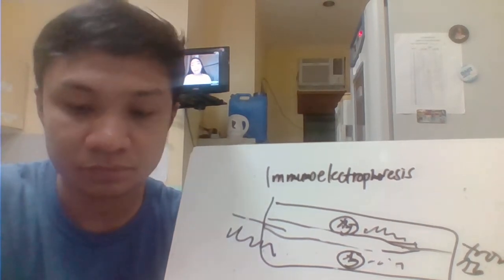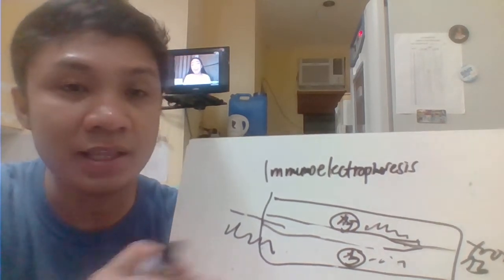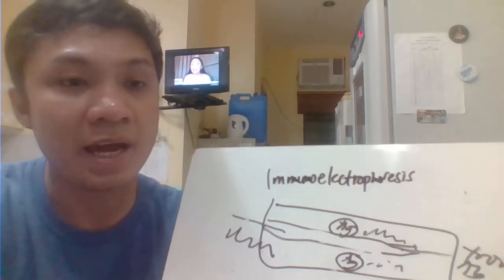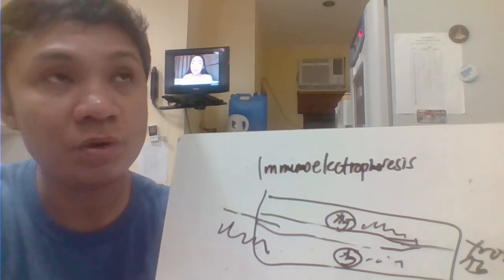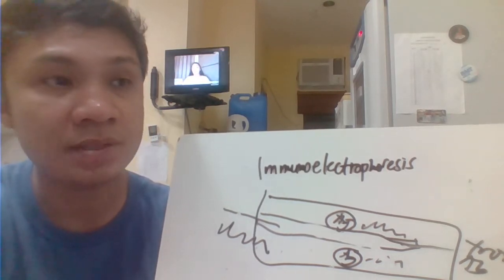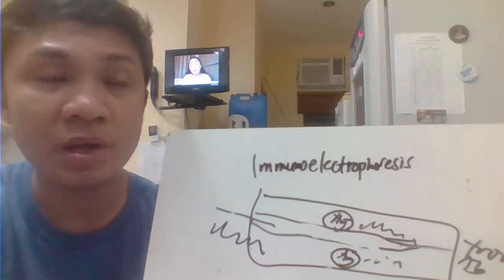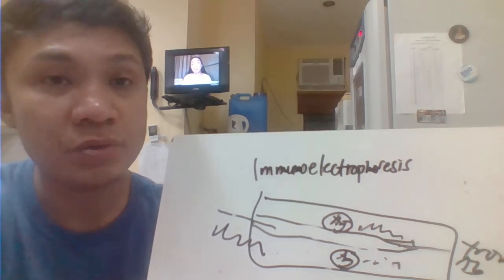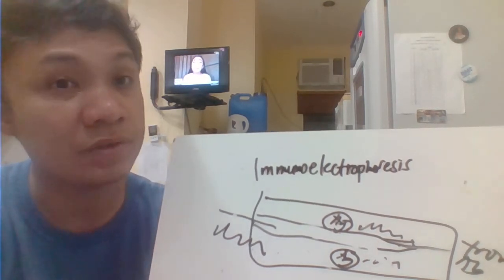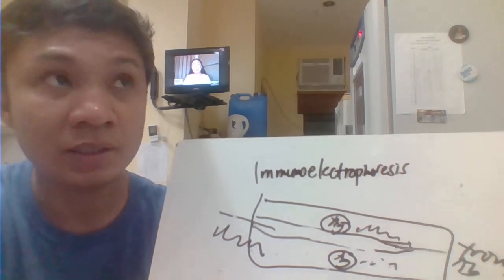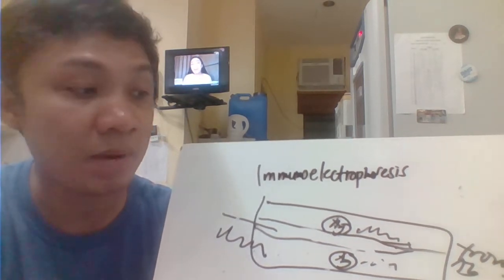Immunoelectrophoresis. Okay, for all of these, you should always run your standard or even your control. Your standard will always be the substance, or the sample, or the materials we are using, in order for us to identify and determine the concentration of what we are detecting, like if you're detecting for antigen or antibody in your sample.